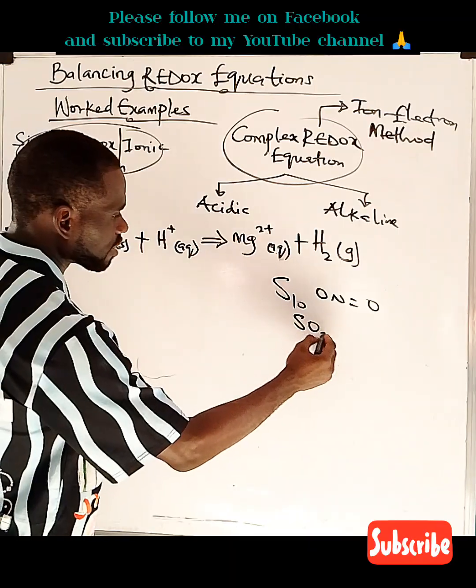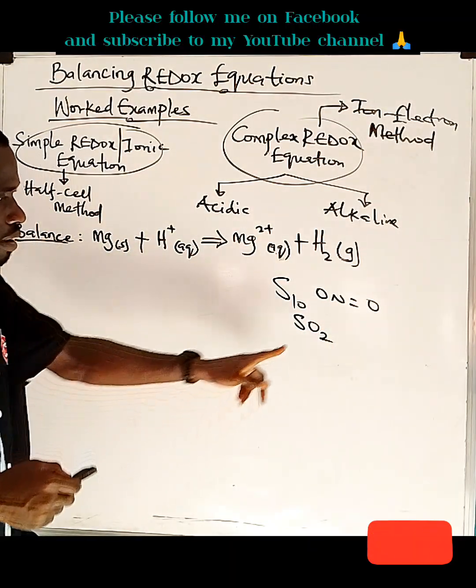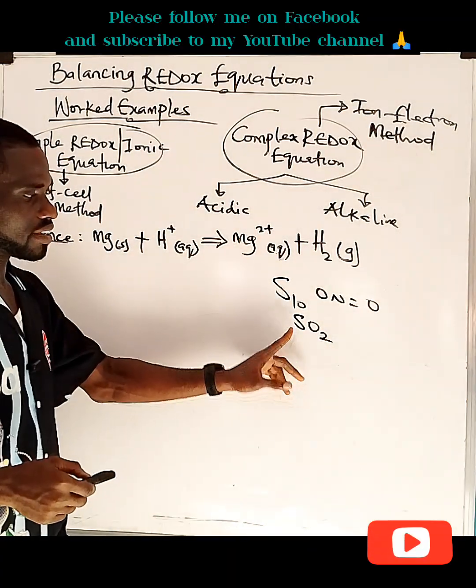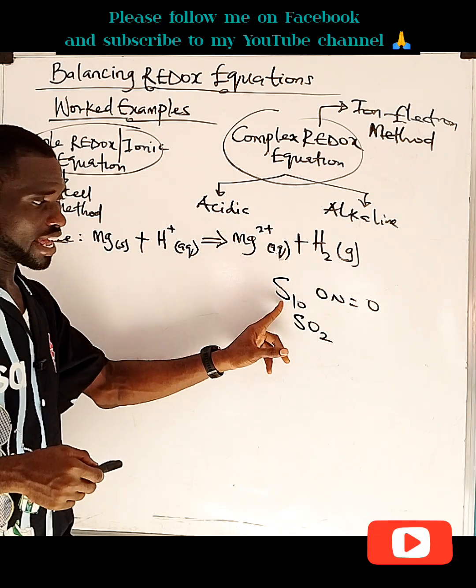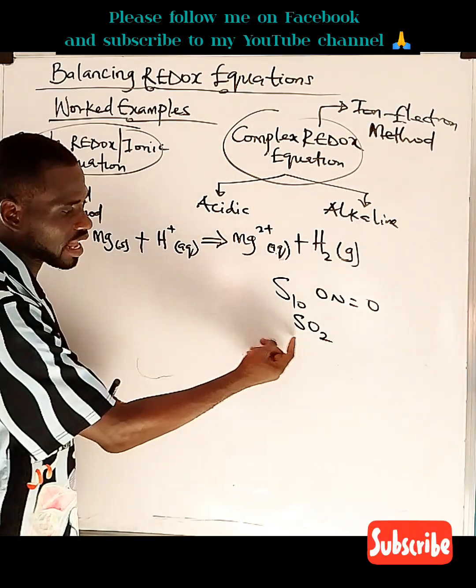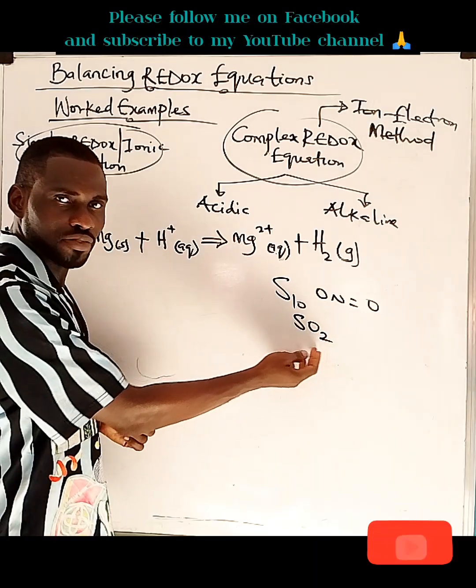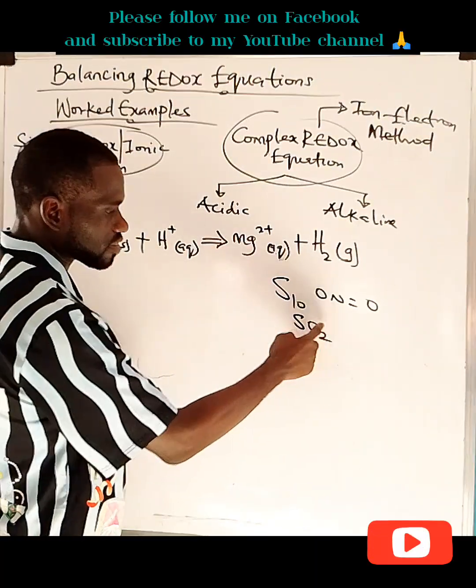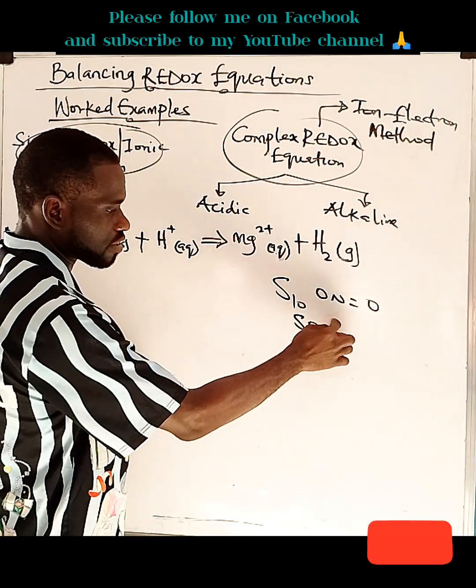So if I have SO2, for example, what is the oxidation number of sulfur here? Don't forget that this is not just ordinary sulfur like S10. For S10, the oxidation number is 0, but in SO2, sulfur now has a relationship with two atoms of oxygen. Now, what's the charge? The charge of SO2 here is 0. There's no charge on this.